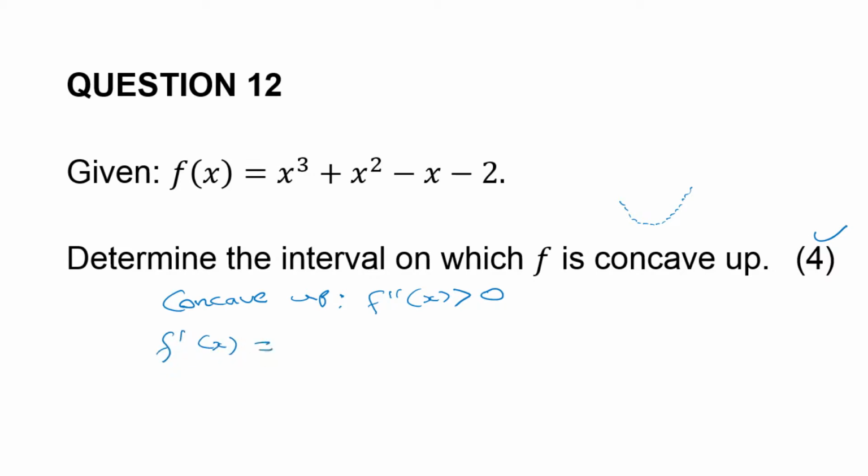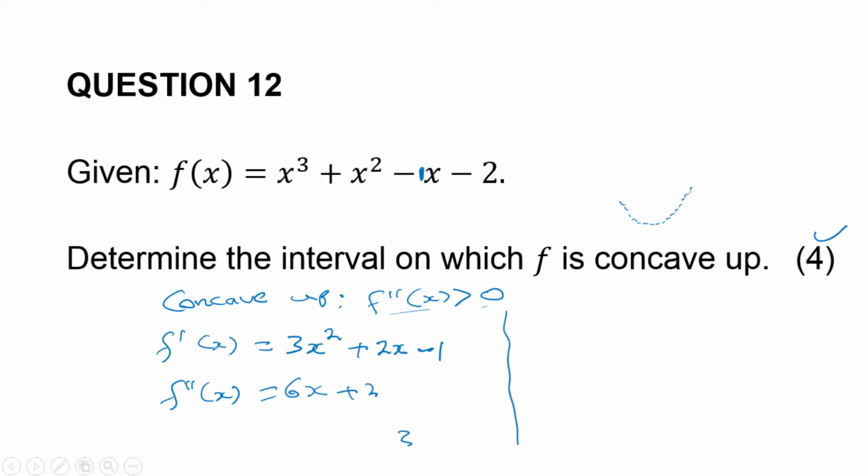will come from the first derivative. The first derivative, hop down: 3x to the power of 2 plus 2x minus 1. This is your first derivative. You cannot use the formula yet. We need the second derivative. So the second derivative is from here. That is 6x plus 2.